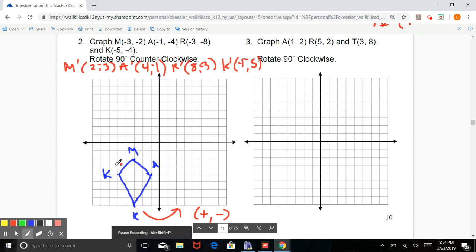So now we can go ahead and graph those. So again, we have M prime is going to be at positive 2, negative 3.